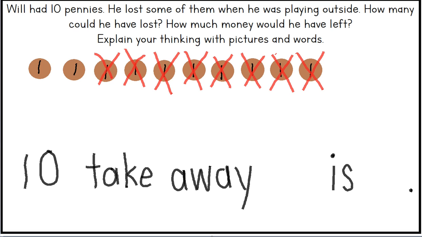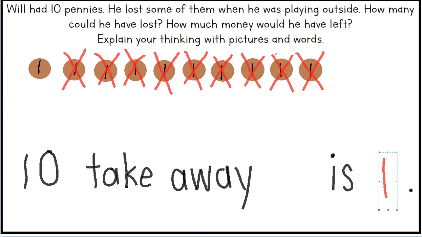All right, so I'm going to cross out another one. So now he's lost 8 pennies. How many does he have left? 2. 10 take away 8 is 2. All right, now I'm going to cross out another one. So now he's lost 9. 10 take away 9 is 1. He only has 1 cent left. My goodness.